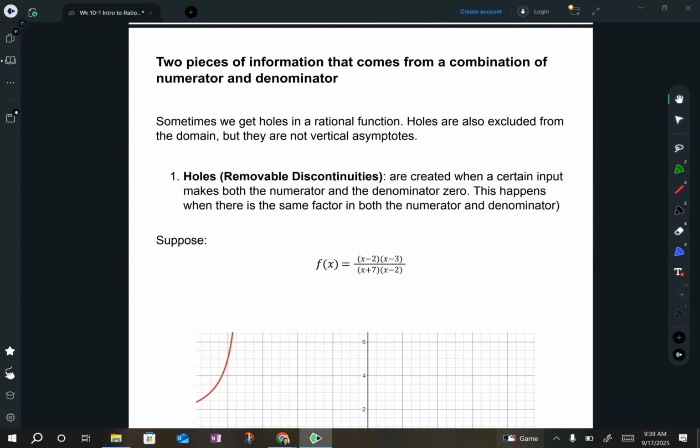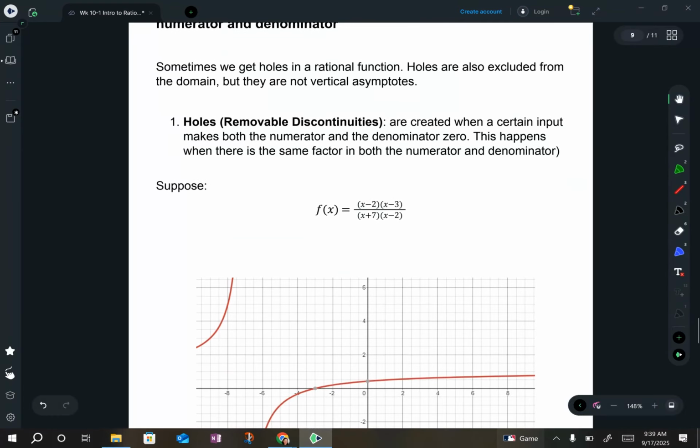Removable discontinuities. So these are created when you get a 0 in the numerator and also a 0 in the denominator. That does not make a horizontal intercept. It does not make a vertical asymptote. It is just a hole in the function because of the way they interact together. You can't divide 0 by 0. That is not even defined. So what it does is it just makes a gap in the function.